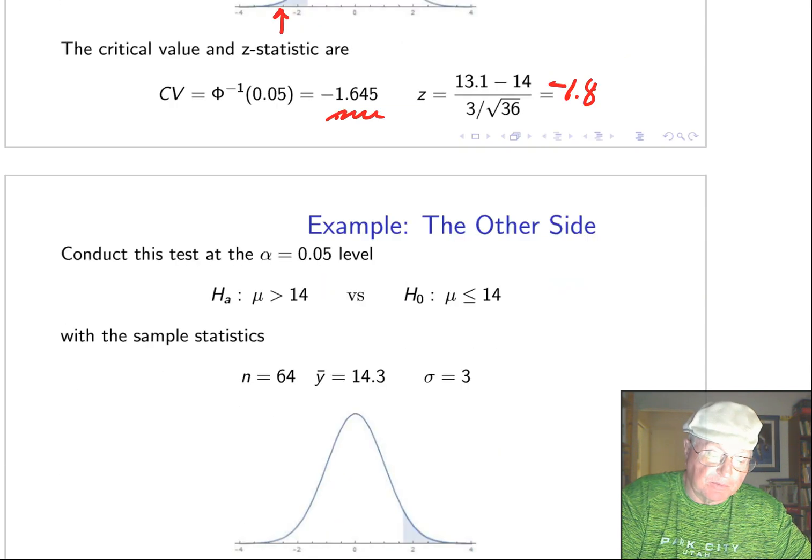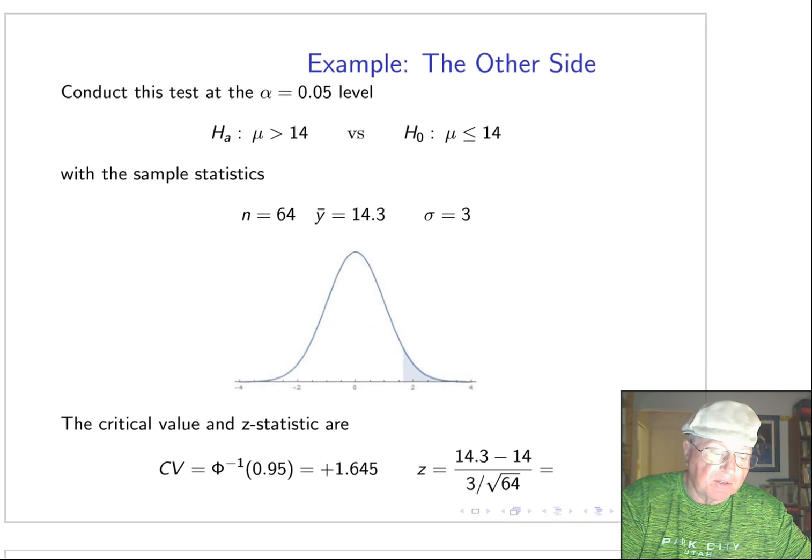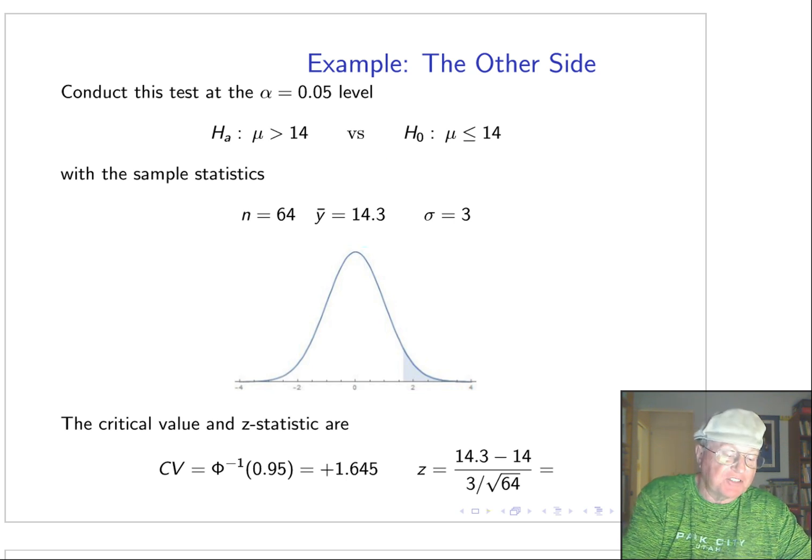Let's do the other side. Another researcher comes along and says, I think the mean is greater than 14. Then his null hypothesis is 14 or less. He collects his data, sample size of 64. He gets 14.3 for a sample mean. That's encouraging. Same standard deviation, 3.